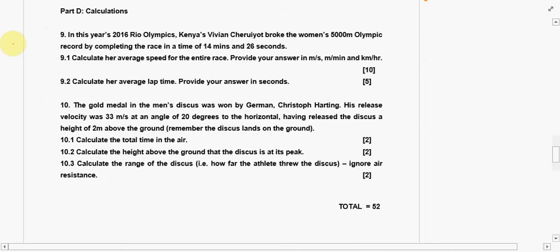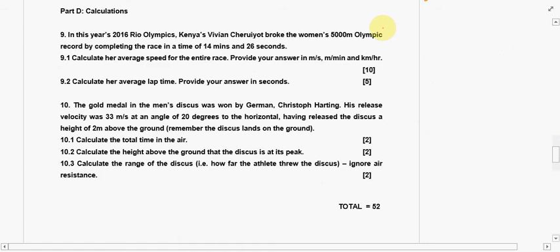Okay, so question 9 and 10, it's just some more calculation based ones, should hopefully not have been too hard. It's based on the Olympics of 2016, where Kenya's Vivian Cheruiyot broke the women's 5,000 meter record in a time of 14 minutes and 26 seconds. Calculate her average speed for the entire race in meters per second, meters per minute, and kilometers per hour.